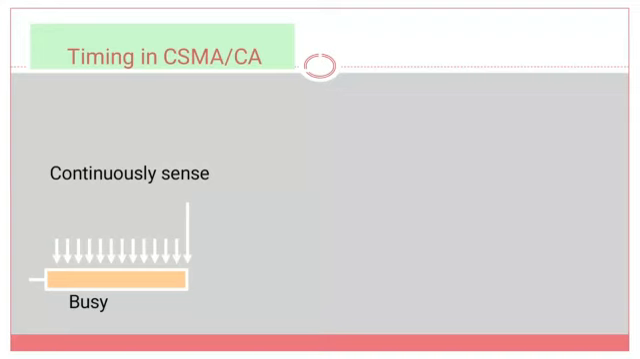So this is one example, the working principle of CSMA/CA. As usual, when the station has a frame, first it needs to sense the channel. If the channel is busy, then again it will sense the channel. That process is continuous, that means continuously sensing the channel until the channel is idle. Once the channel is idle, the station will wait for the IFS, that means interframe space or interframe gap.